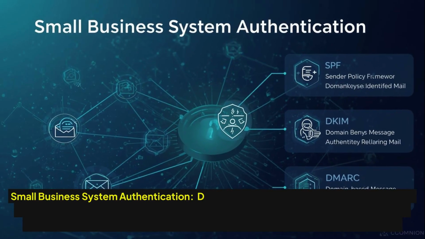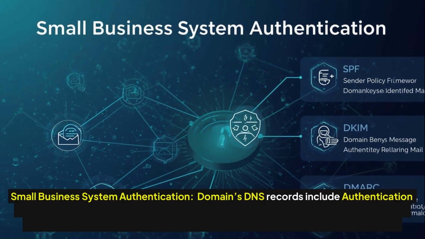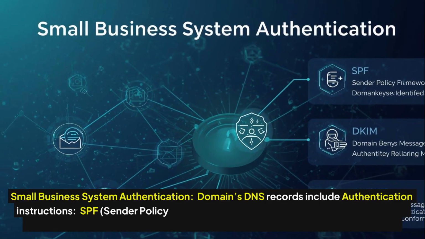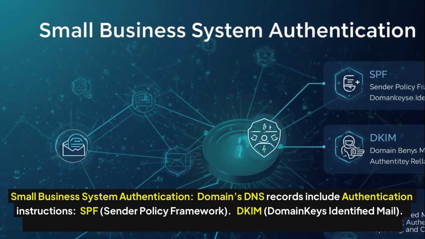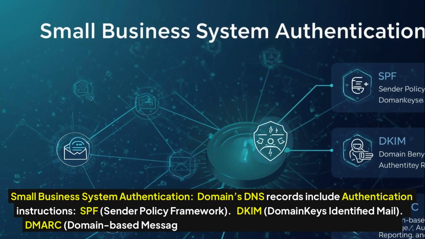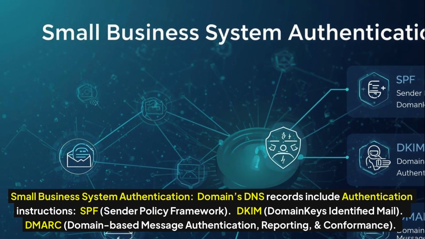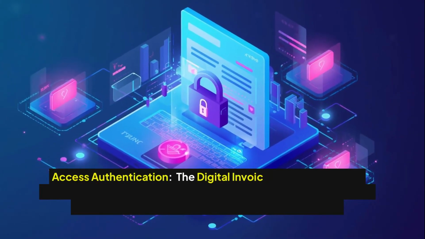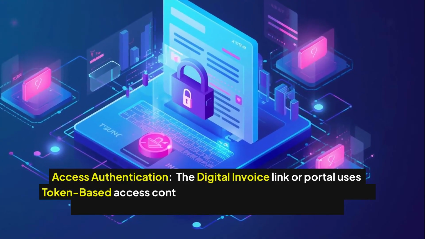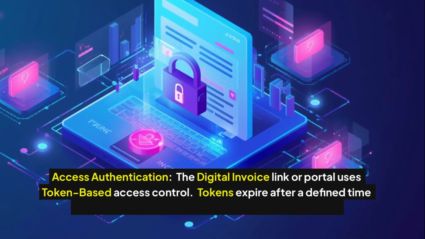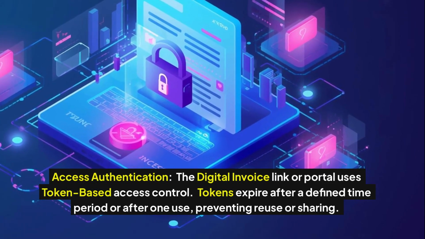Small business system authentication: domain DNS records include authentication instructions: SPF, sender policy framework; DKIM, domain keys identified mail; and DMARC, domain-based message authentication, reporting, and conformance. Access authentication: the digital invoice link or portal uses token-based access control. Tokens expire after a defined time period or after one use, preventing reuse or sharing.